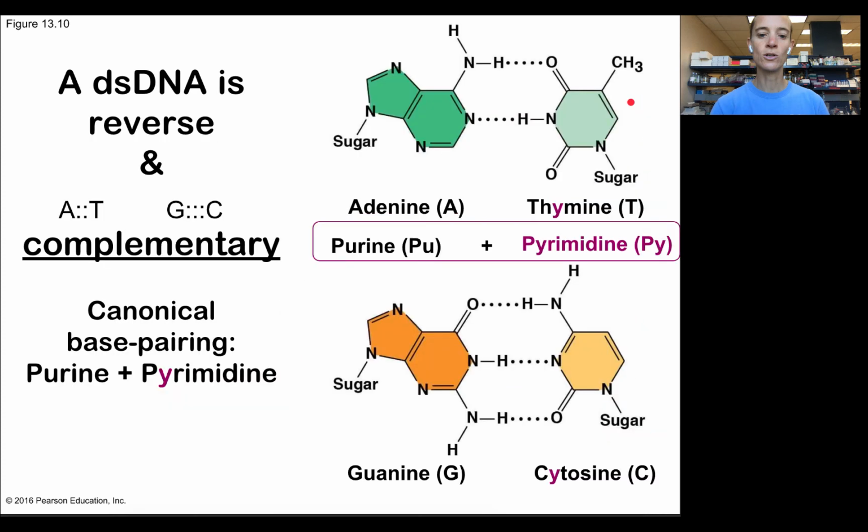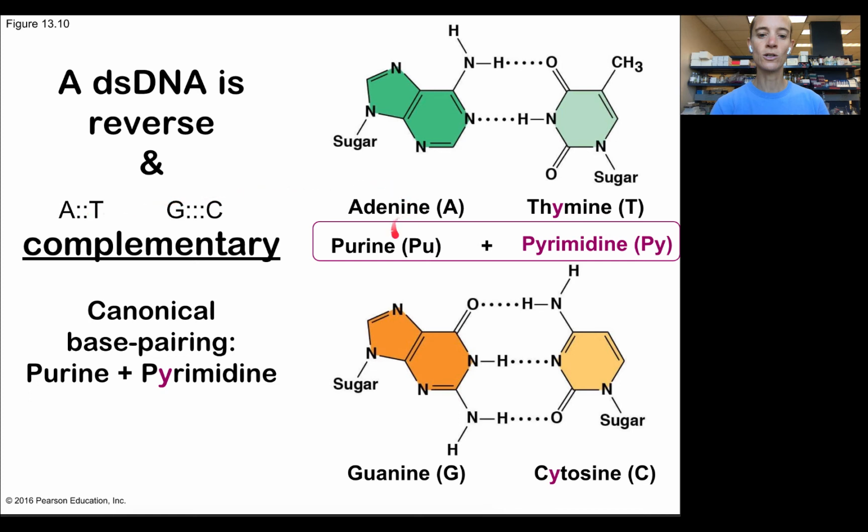Now the idea of complementarity comes with this idea of canonical base pairing. You are probably very familiar with this also. A and T will always be together, G and C will always be together. In RNA, you would have A and U that will always be together. Now, why is that the case?